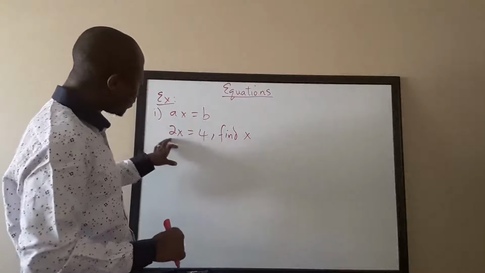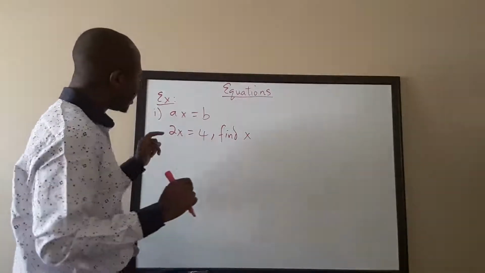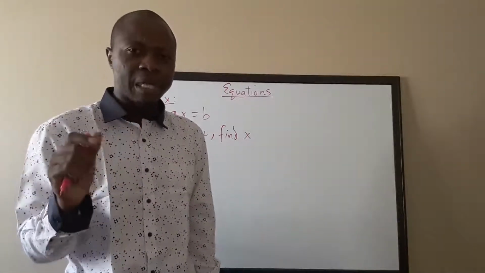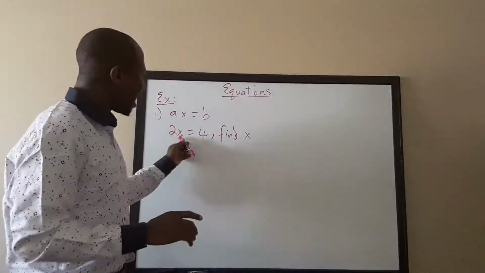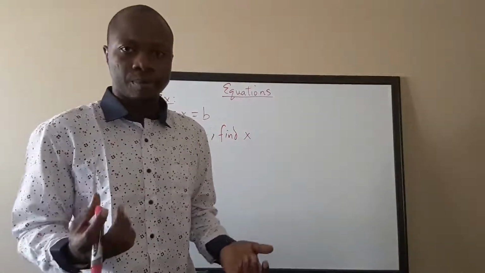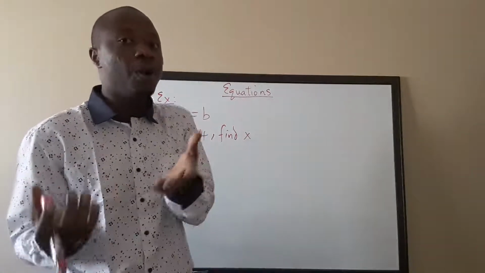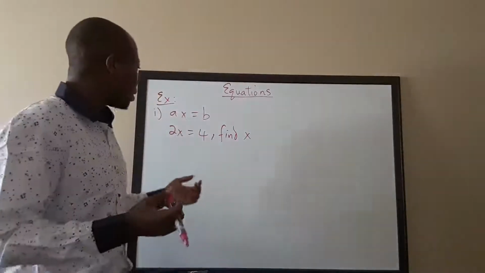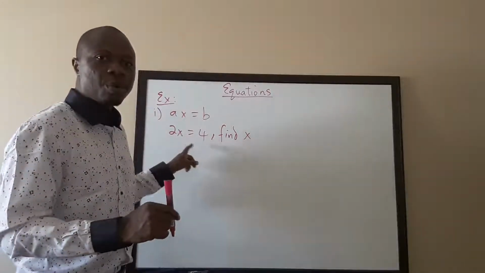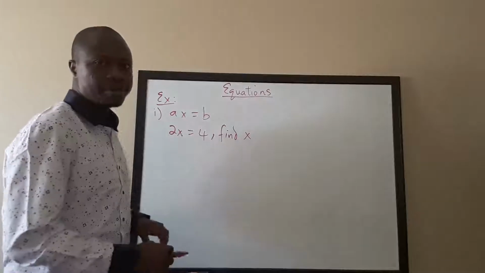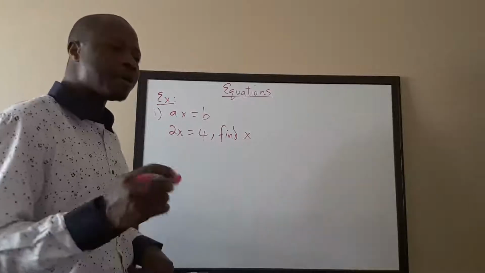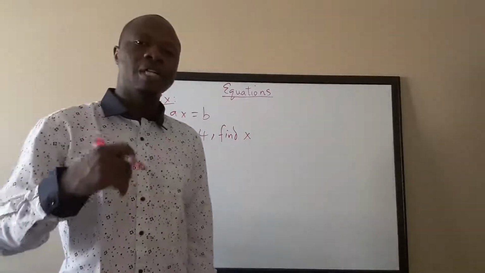Well, 2x equals 4. Every single time, we have to figure out a way to get our variable by itself. In this case, the x is called a variable. A variable is what we are solving for, usually the unknown. That's why we're saying find x. Because we're solving for x, we have to find a way to get x by itself. Right now x is not by itself. X is multiplied by 2. So we have to find a way to get rid of 2.